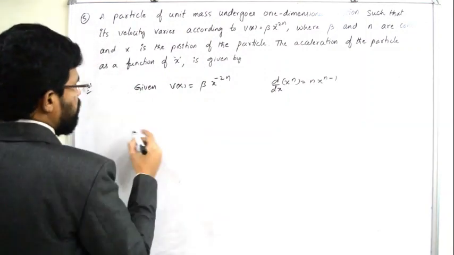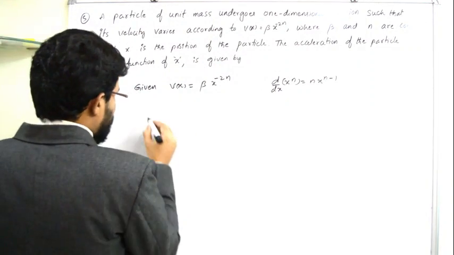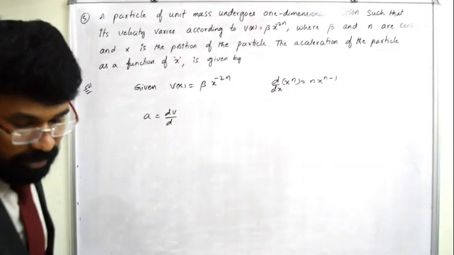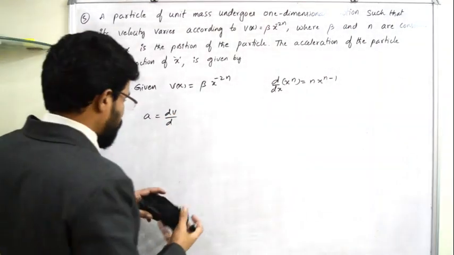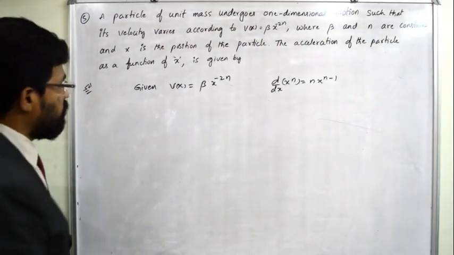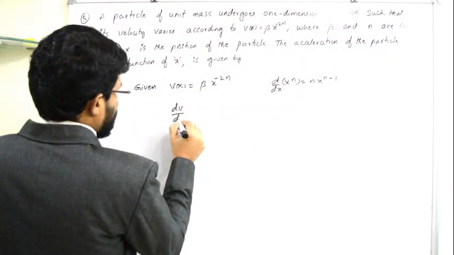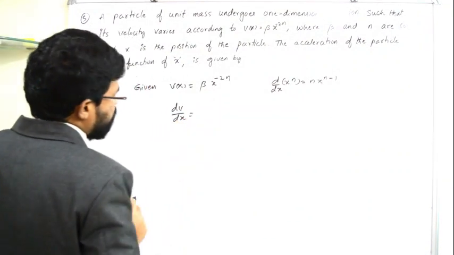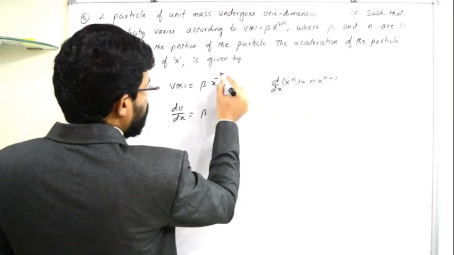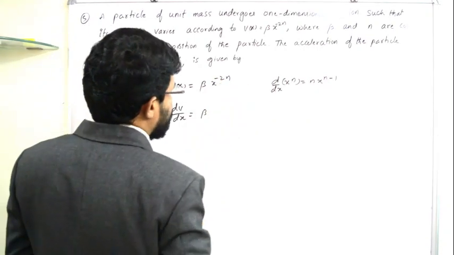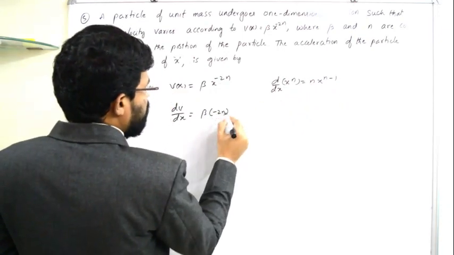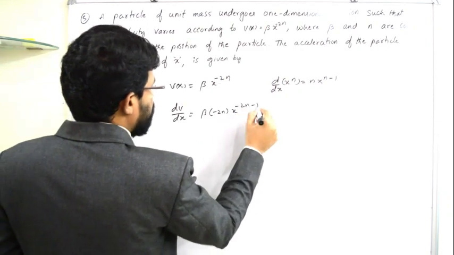So here, first I will find out acceleration. Acceleration a can be written as dv by dt. If it were a function of time t, we could find dv by dt, but here v is not given as a function of time t. So what I am going to do is take dv by dx. If dv by dx is taken, what do you write? X power, in place of n, what do we have? We have minus 2n, isn't it? So n into x power n minus 1 becomes minus 2n into x power minus 2n minus 1.